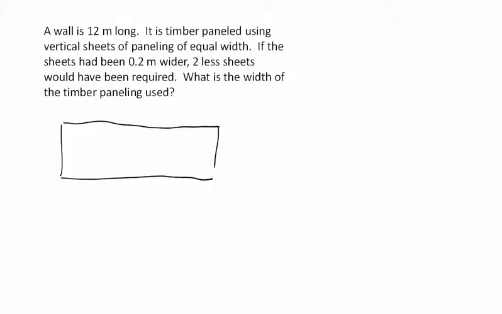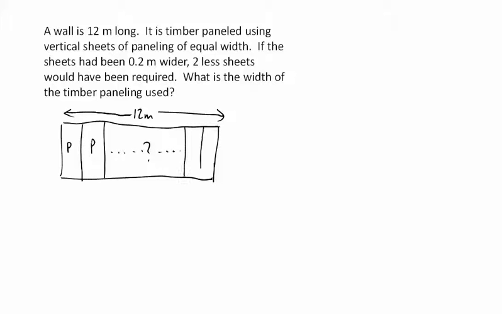Okay, so I've got my one wall here, and I have 12 meters there. And then I have these panels. Okay, panel. And I don't know how many are in between, but then I have panels over at the end as well, of equal width. So I assume that's going to be important. So there's the width. All right. So if the sheets had been 0.2 meters wider, 2 less sheets would have been required.